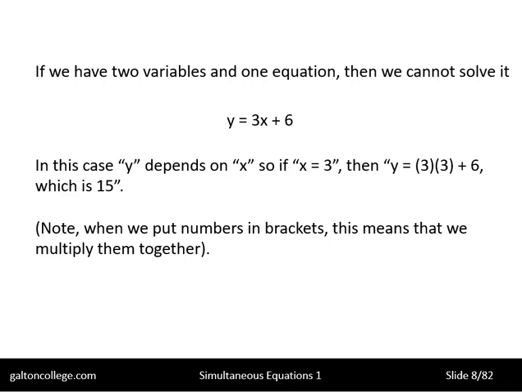We put the numbers in brackets. This means we multiply them together. So it's just a way of writing. I could have put a little x in between, but I just don't want to introduce another letter. It starts to get confusing. So it's acceptable when you put numbers or expressions in brackets and another bracket just touching it. The two brackets are multiplied together. So 3 3s, 9, 9 and 6, 15.